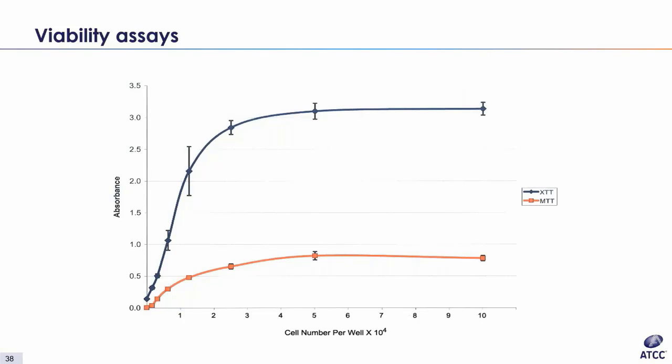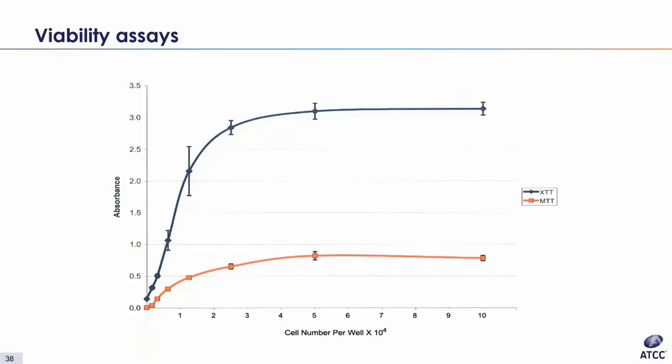And so this graph shows an example of absorbance versus cell number when comparing the MTT kit and the XCT kit. The XCT is in the blue at the top, the MTT in the red at the bottom. So in this case, eventually the absorbance will saturate and no longer indicate the number of cells as the number of cells increase in your plate.